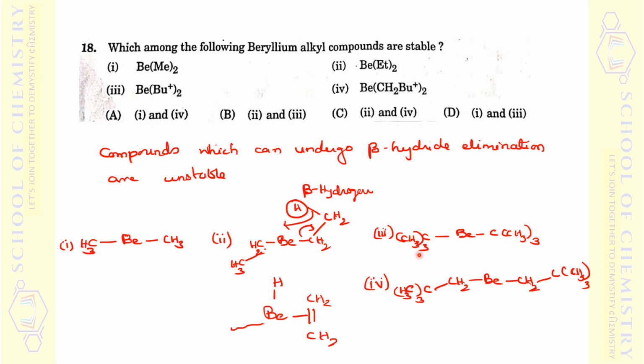Now if you consider the third complex, in this case also beta hydrogens are present. If you just expand C, it has 3 CH3 groups attached. So all CH3 groups become beta to beryllium. So beta hydride elimination is possible here.